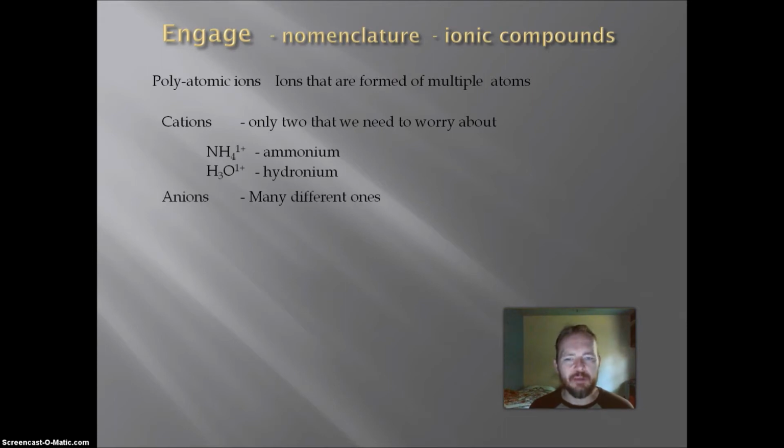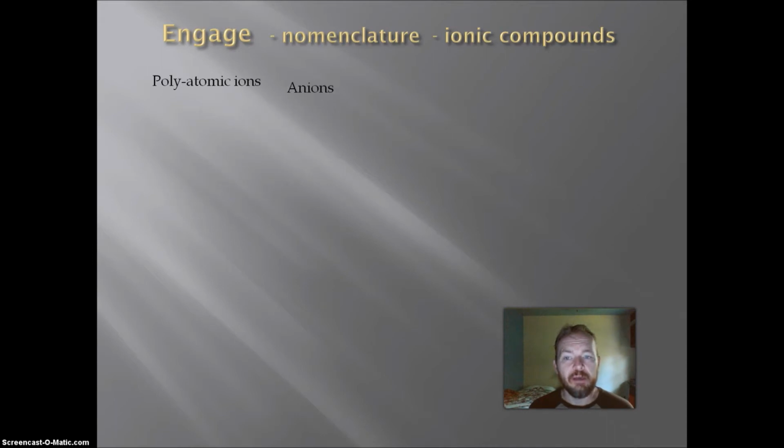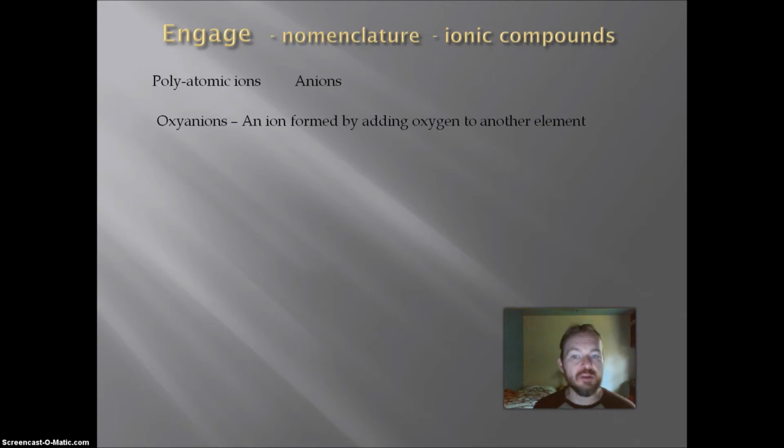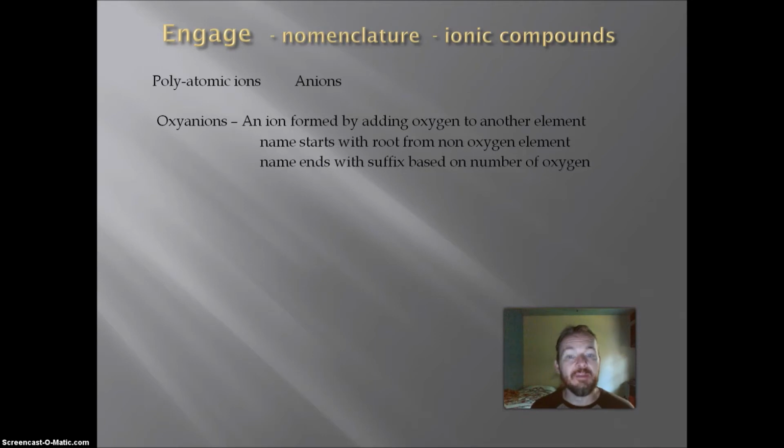For the anions, there are many different anions, and that's really what the focus of this is going to be. So we're going to be looking at polyatomic ions, the anions. And the first category are called oxyanions, which is an ion formed by adding oxygen to another element. And when we try to name it, the name starts with the root of the non-oxygen element. So if there is chlorine in there, it gets the root chlor. If there's phosphorus, it gets phosph. If there's sulfur, it gets sulf. And then the name is going to end with a suffix based on the number of oxygen that are present in the ion.